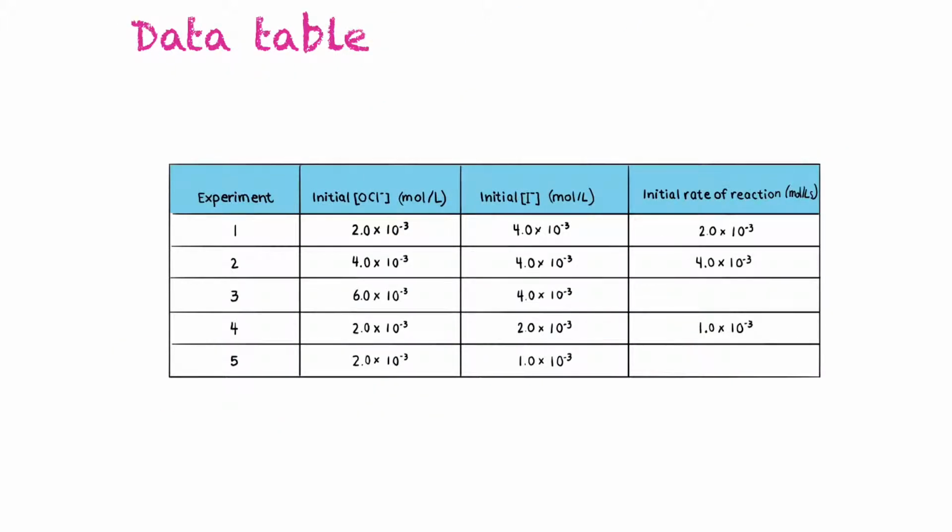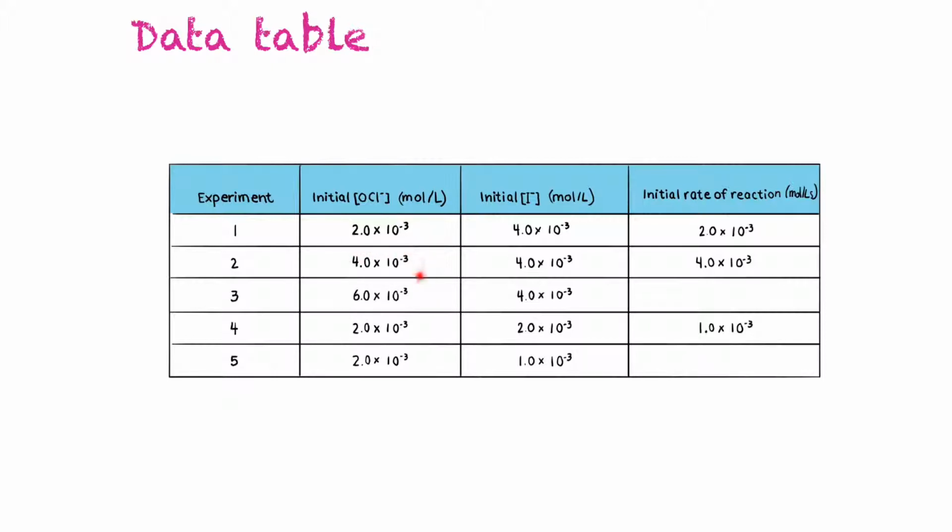So here's our data table. So we did 5 different experiments. We measured the concentrations and the initial rate of reaction. So for the hypochlorite ion, we have 2.0 times 10 to the power of negative 3 moles per liter. The initial concentration of iodide is 4 times 10 to the minus 3, and our initial rate of reaction was this. So we can actually then take a look at a few different reactions.